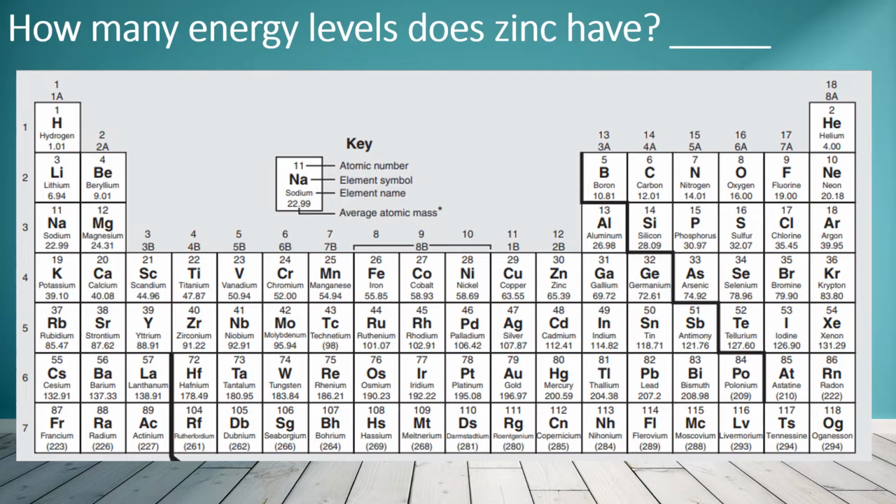Let's try another. Pause the video and find where zinc is and determine its number of energy levels. So hopefully you found zinc is number 30 right here. That corresponds to period number 4, meaning that it has 4 energy levels where its electrons are. We also can say that it has 4 occupied energy levels. That's typically the language that we use for chemistry.